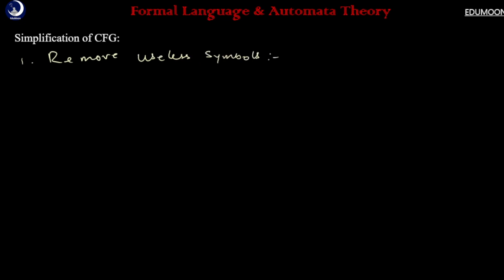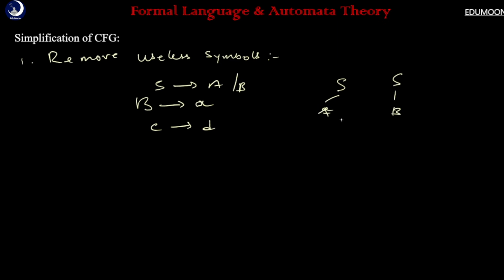So, for example, removal of useless symbols: let us take an example of a grammar. S goes to A or B, B goes to A, and C goes to B. Assume this is the given grammar with this set of productions. Now you can see S is deriving A and B. So S can derive capital A, or S can derive capital B. The production rule or the variable should be reachable from the starting symbol S.